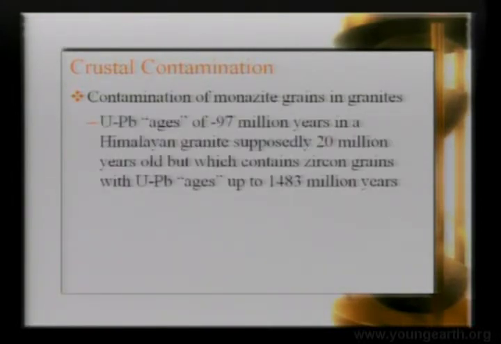And you also have monazite, which is a phosphate mineral, but it has uranium and thorium in it. And you can actually get negative uranium-lead ages in a Himalayan granite that's supposed to be 20 million years old. A monazite grain gives a negative age, while the zircon gives an age of 1483 million years. So the monazite gives a minus 97 million year age, and the zircon gives a 1483 million years age. So the negative age means it won't be formed for 97 million. Correct, that's right.